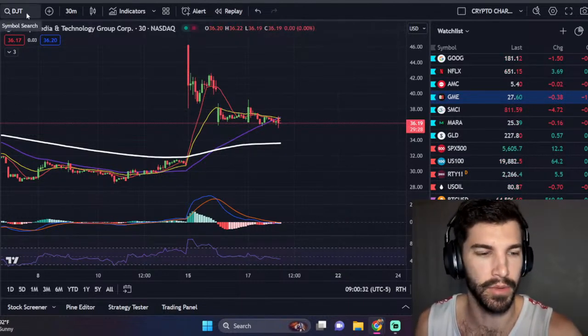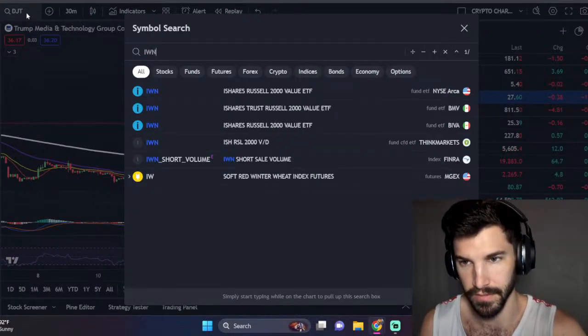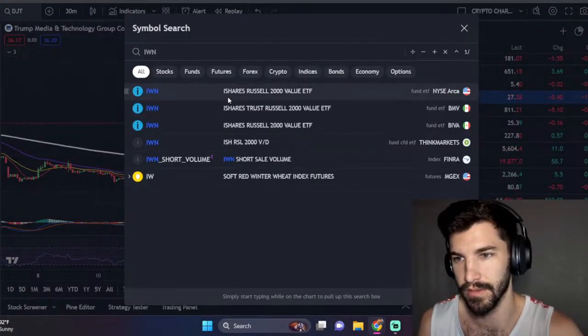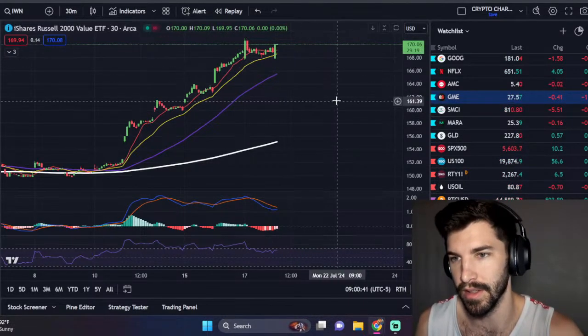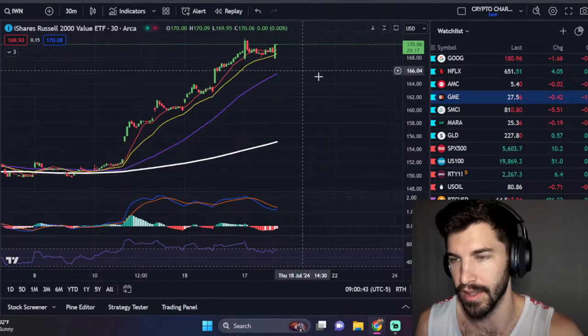IWN. Do you mean this one? The value ETF? You want to pay attention to similar things as the IWM. It held up pretty good. See if that's able to cross up.